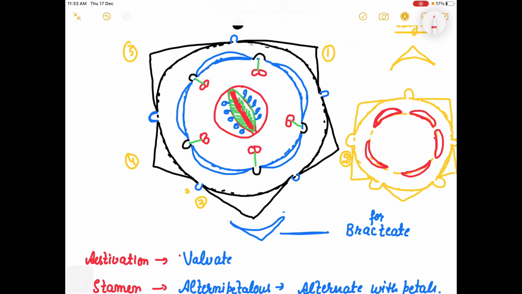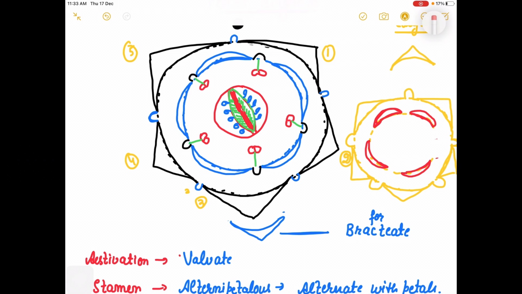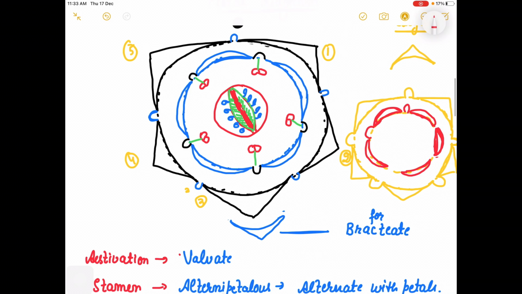Okay, this is not like this. This is always the pointed one. So here you have to draw these 5 petals. Now again, these are also fused, so we are going to make these loops.